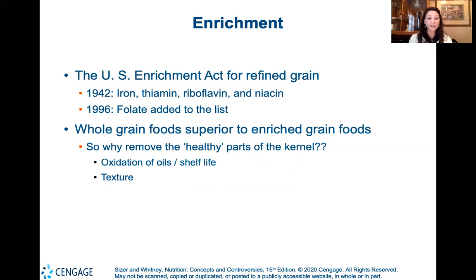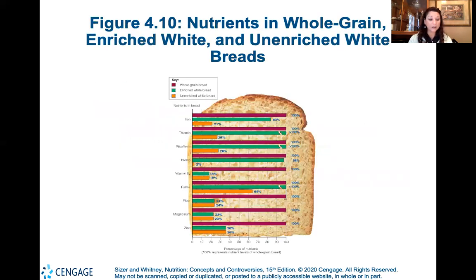I find it sort of silly to add something that is naturally there, especially when the whole grain product is superior to a refined or enriched product, as you can see in this slide here. And in this figure, the bread that is made with whole grain flour has more nutrients than products made with enriched or unenriched flour. Unenriched means they did not add the nutrients back.